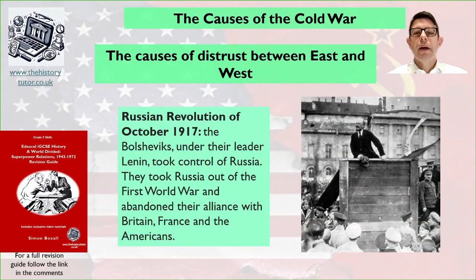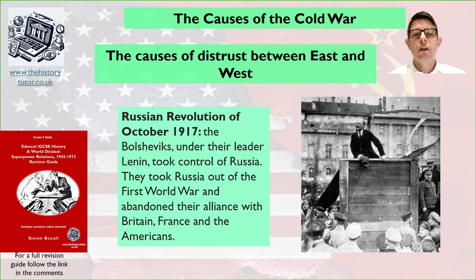Okay, so let's start talking about the early causes of the Cold War then. So we need to talk about the long-term problems between East and West first of all, and the long-term causes of distrust between them. Quite a lot of this is ideological: the West is capitalist and the East is communist. So how does this start?